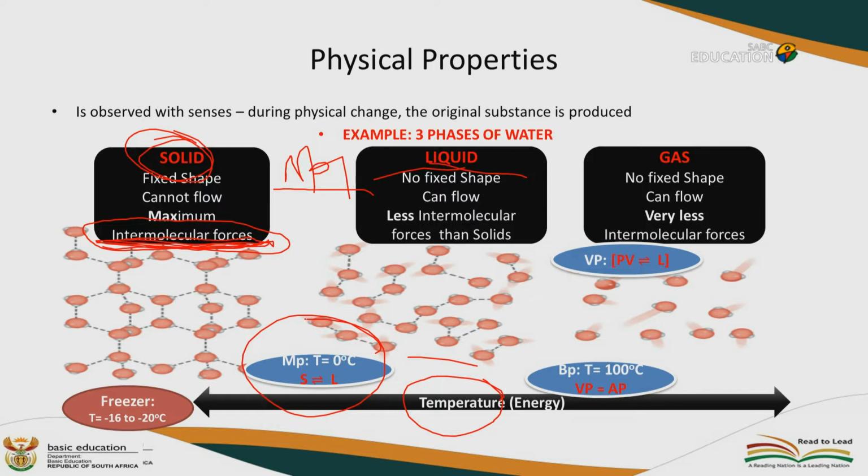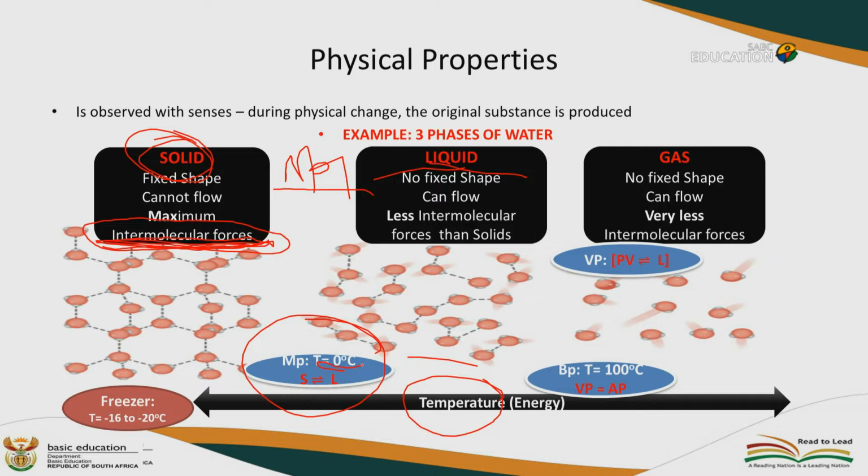Melting point for water is a temperature of 0 degrees Celsius. So you got to know that the melting point of water is a temperature of 0 degrees Celsius. As we indicated, in your freezer the temperature is between minus 16 and minus 20. So obviously, you have to increase the temperature until 0 degrees, then melting will take place, which is changing from solid to liquid.